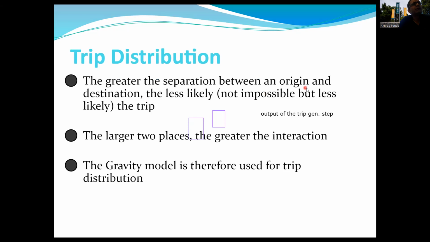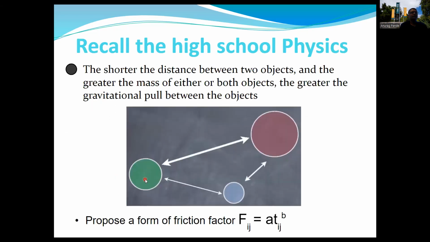The greater the separation between an origin and destination, the less likely, not impossible, but less likely the trip. So if zones are located way far from each other, you're not going to see a lot of trips exchanged between them. And the larger the two places, the greater the interaction. The model from physics that we use for this is the gravity model. Remember what the gravity model is? The shorter the distance between two objects and the greater the mass of either or both objects, the greater the gravitational pull between them.